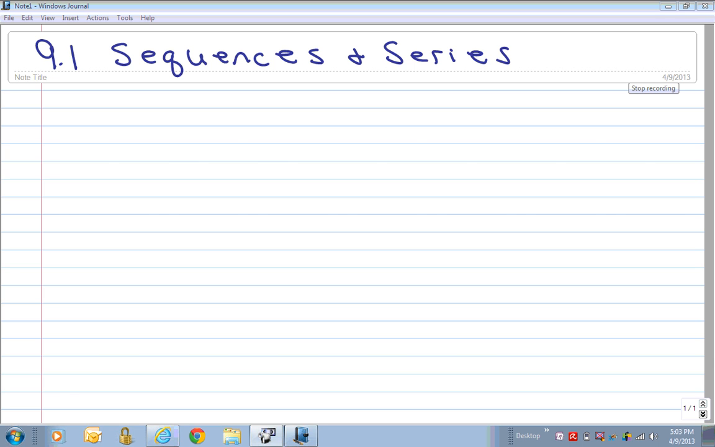And Bearcats, this is 9.1 sequences and series. The first thing I want us to do is identify the difference between these two words. A sequence would be really a list. It's a list that's generated from some sort of mathematical formula in this case.